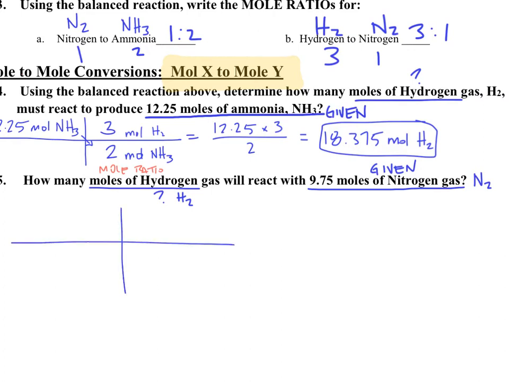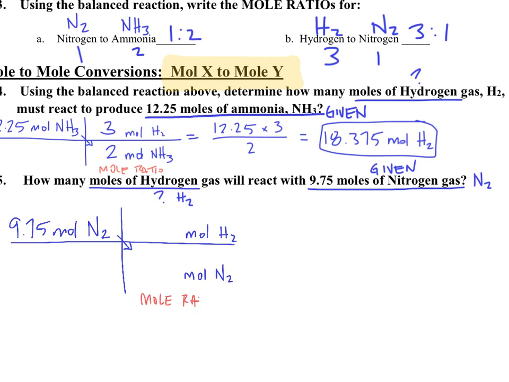Okay, I'm going to write what's given to me, which was 9.75 moles of nitrogen gas, which is N2. So I bring down the unit just like I've been before, moles of N2. And now I want to convert to moles of something different, which is hydrogen gas. So I can make that conversion from one substance to something different because this is my mole ratio.